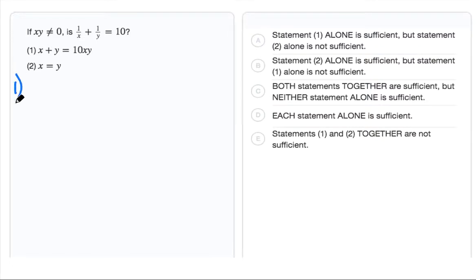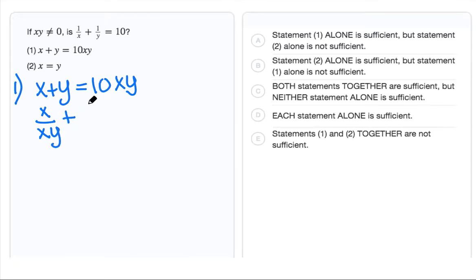So the thing about the GMAT is sometimes there are little gimmicks or tricks that we can use to figure out these questions. So for example, for this equation, if I divide both sides by xy, then I think I can get something that looks pretty close to what we're trying to figure out.